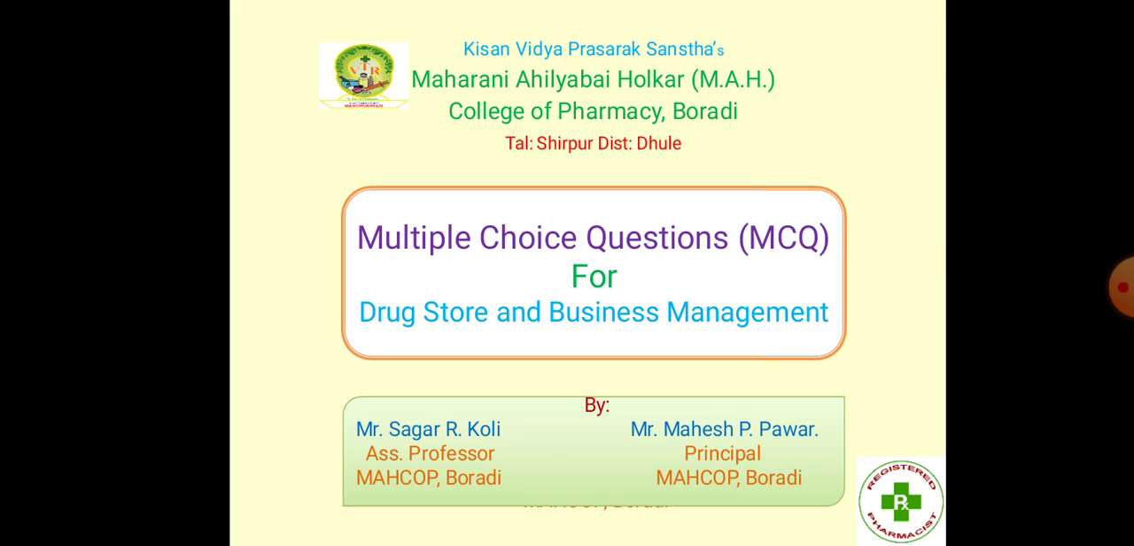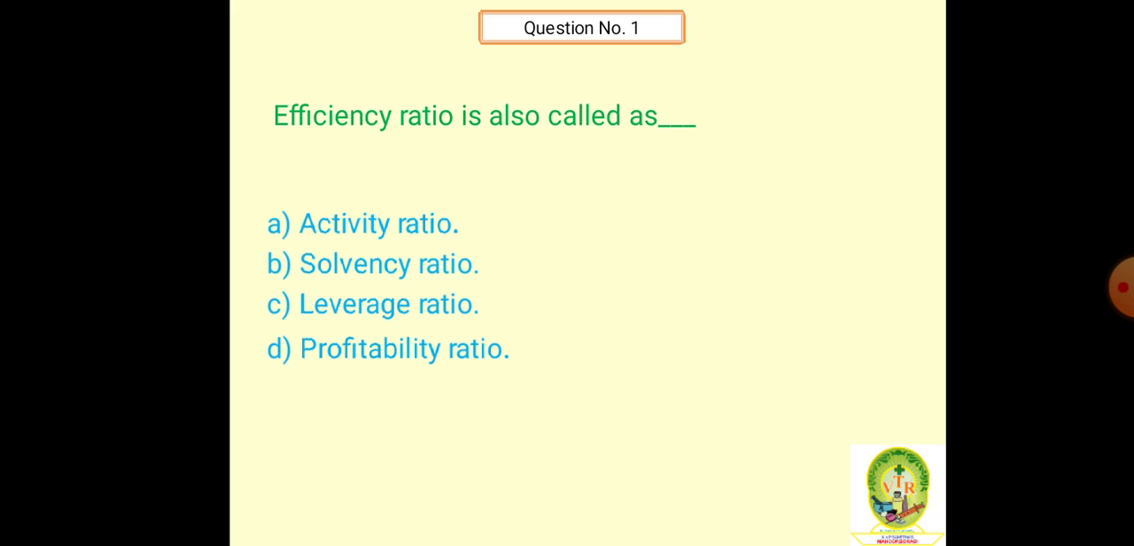Today we will discuss multiple choice questions on the subject Drugstore and Business Management. First question: efficiency ratio is also called as, options are A. Activity ratio, B. Solvency ratio, C. Leverage ratio, D. Profitability ratio. Right answer is A.